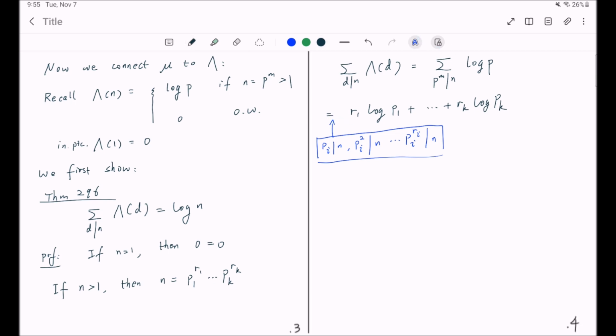If you understand this, you will see immediately this is precisely equal to log of n by the product rule of log functions. So we are done with this proof. And as an immediate corollary, here we are still using the same labeling as the book. This is a corollary to 296.